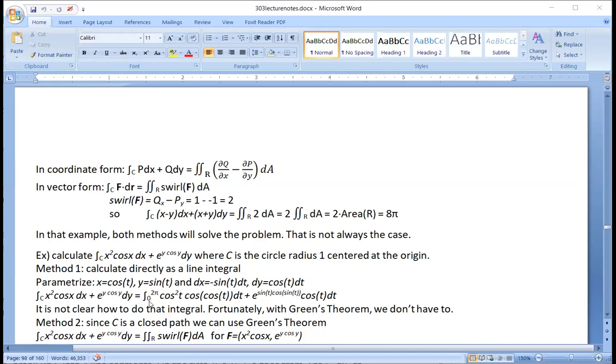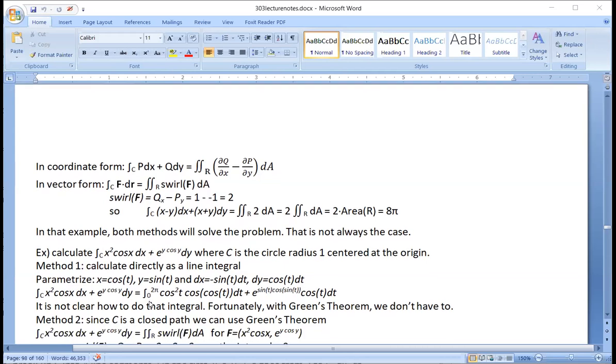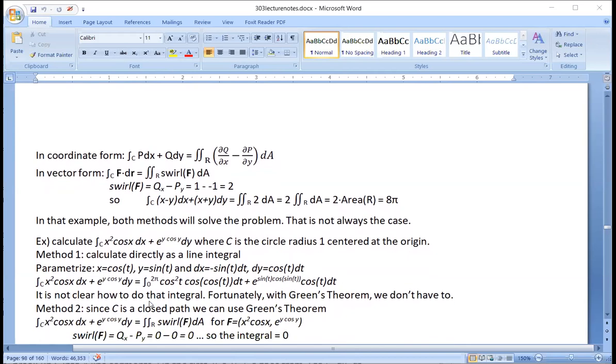So notice that in the implied vector field, the first component is x squared cos x. The second component is e to the y cos y. What's the swirl? Looking at Q, dQ/dx is 0. Looking at P, dP/dy is 0. So guess what? The swirl is 0, therefore the double integral is 0, therefore the answer is 0. Done and done.